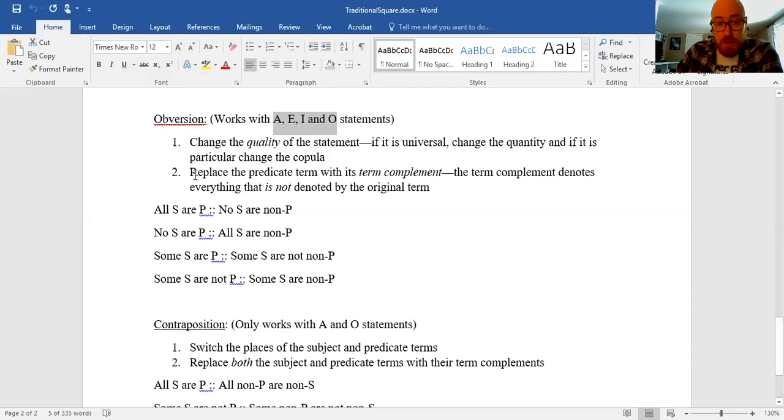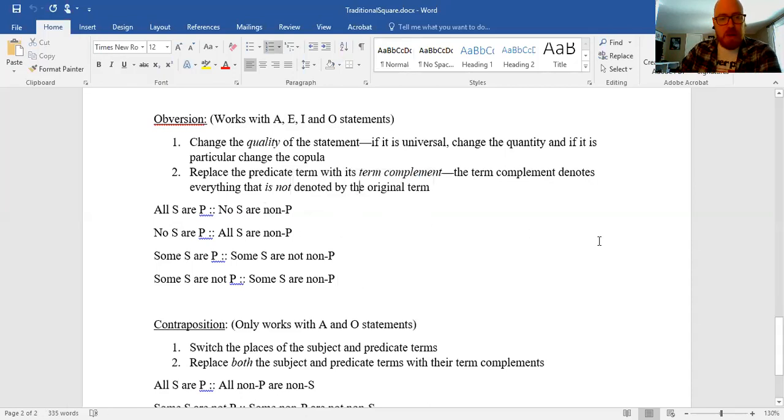Now, the second thing you do is replace the predicate term with what's known as its term complement, okay? So the term complement denotes everything that is not denoted by the original term, okay? So if your original term is P, the predicate term, well, the term complement is everything that's not P, okay? Now, this is easy to do when you're using variables, right? So the term complement of P is just non-P. But what takes some ingenuity is when you have actual natural language terms here, okay?